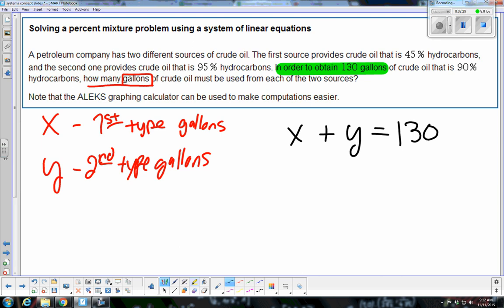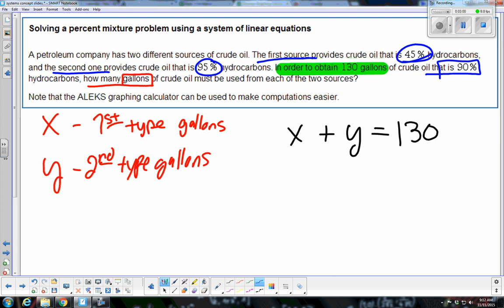Now we're going to talk about these weird percentages that are related to these hydrocarbons. So it says the first source uses a crude oil that has 45% hydrocarbons, and the second source uses 95% hydrocarbons. So that's kind of interesting. It feels like those should be attached to each other. It says the crude oil in our final mixture should be 90% hydrocarbons.